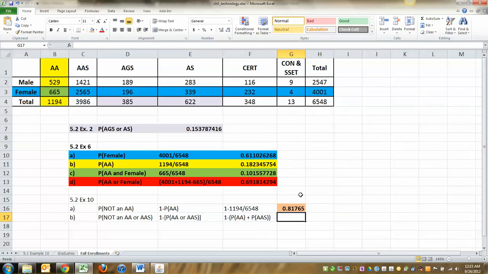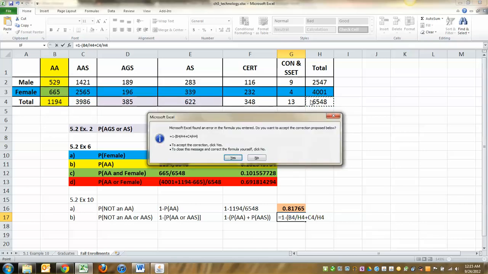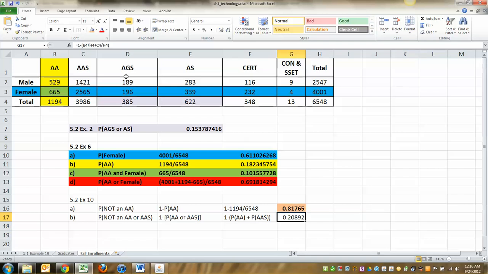All right, well, that's 1 minus, I'm actually going to do it now, parentheses. The probability of AA we already found is 1194 divided by 6548 plus the probability of AAS is 3986, because there's the AAS grouping right there, divided by 6548 again. Oh, forgot my parentheses. There we go. Boom. So let me see if that makes sense. You find each of those probabilities. AA is B4 over H4. AAS is C4 over H4. You add them up, but you don't want that. You want the complement, so you take it away from 1. And that gives you your answer. And I'm going to pick a blue for that one.